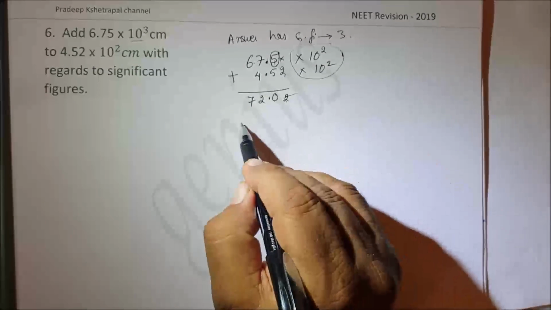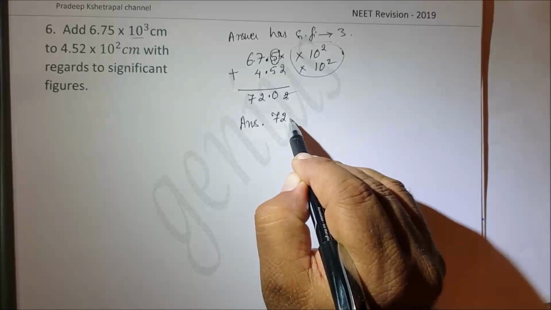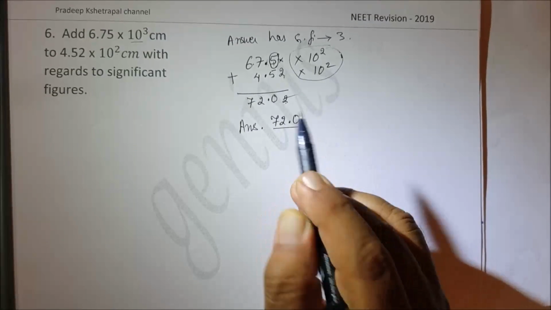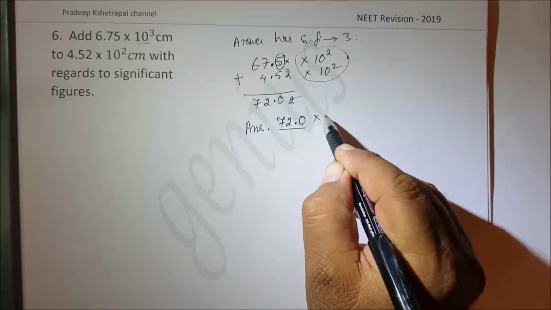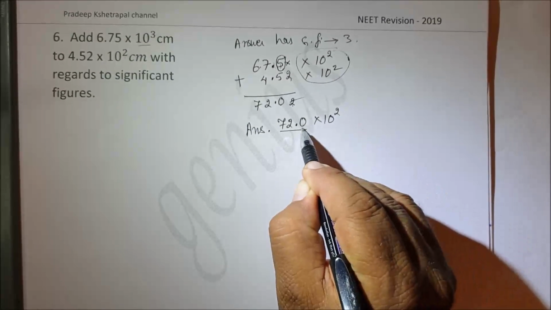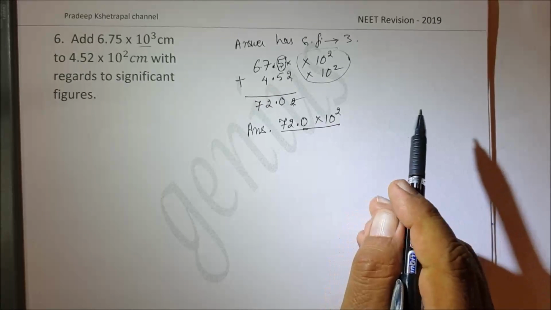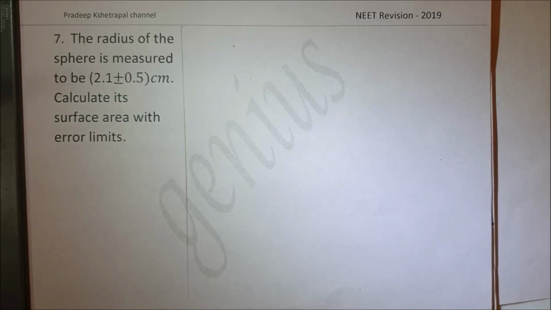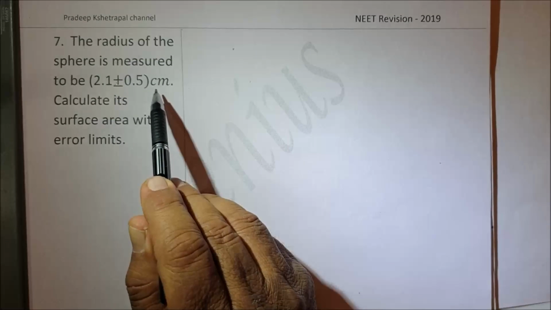So what is our answer? Our answer is 72.0. Make sure to write decimal 0. Don't leave it, because this is significant here. Multiplied by 10 to the power 2. This is our answer, 72.0 into 10 to the power 2. Okay, now we go to the next question. This question is, the radius of the sphere is measured to be 2.1 plus minus 0.5 centimeter.